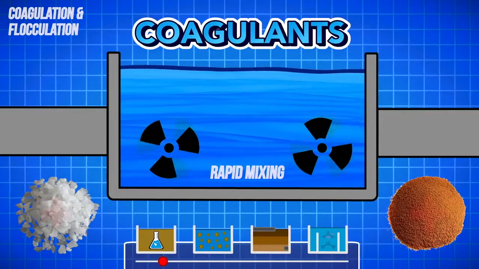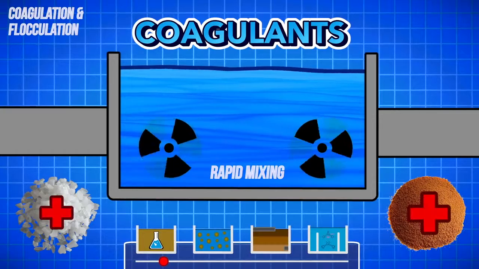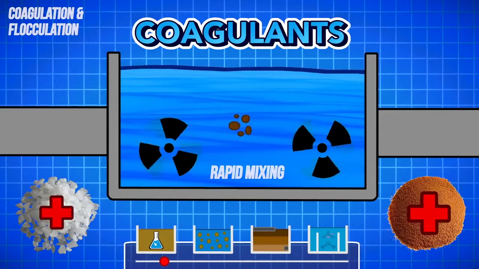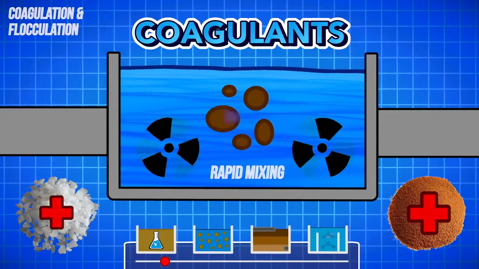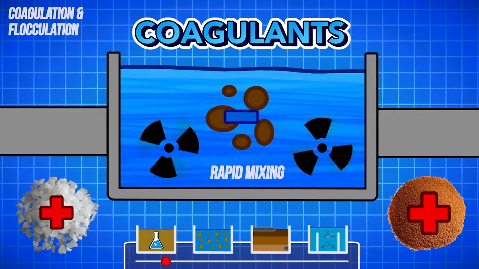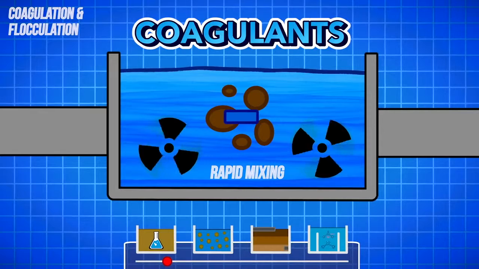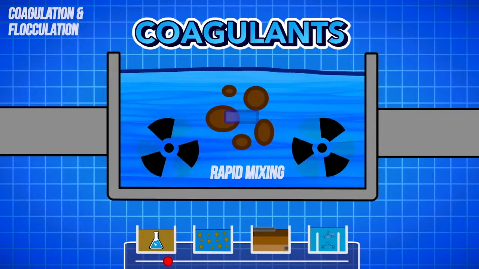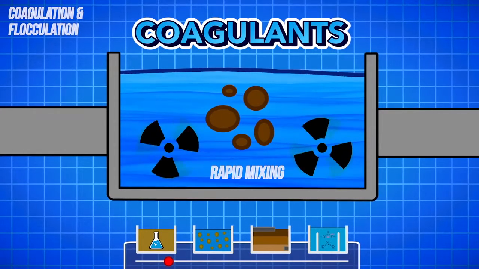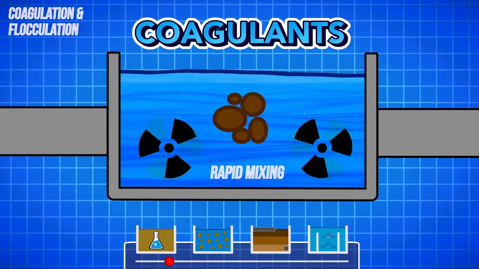Step 1. Coagulation and flocculation. Coagulation and flocculation are often the first steps in water treatment. Chemicals with a positive charge are added to the water. The positive charge of these chemicals neutralizes the negative charge of dirt and other dissolved particles in the water. When this occurs, the particles bind with the chemicals and form larger particles called floc.